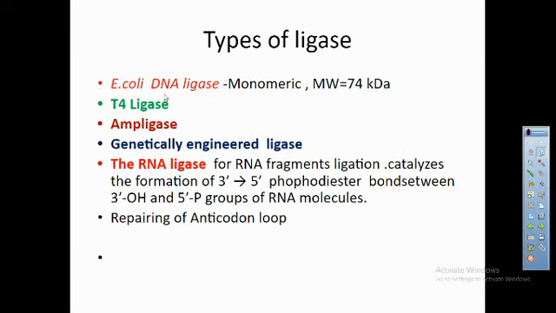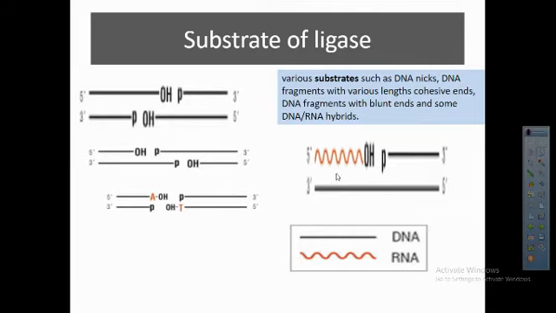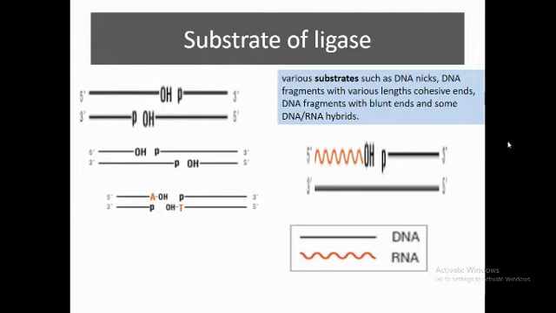So altogether, there are the E. coli DNA ligase, T4 ligase, Ampligase, genetically engineered ligase, RNA ligase. Okay. But besides this, there are other ligases also, which are found in the different animals or plants. A ligase is definitely an enzyme, so it must have its substrate. So what are the substrates with which it interacts? So I told you that ligase seals the nucleic acid fragments, either with the blunt end or with the sticky ends. So various substrates are there.